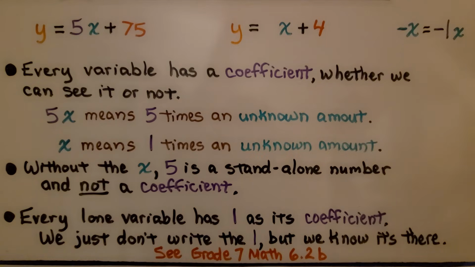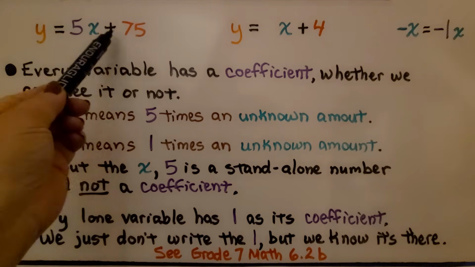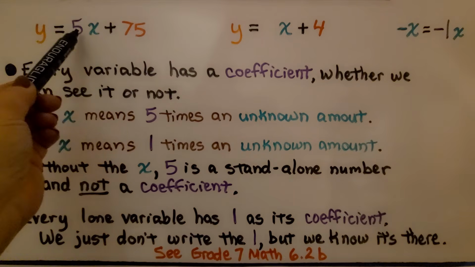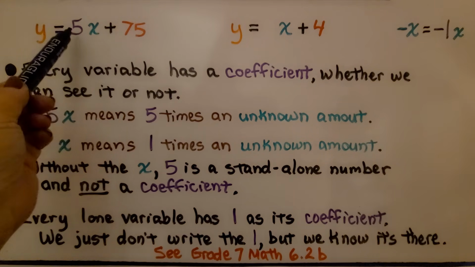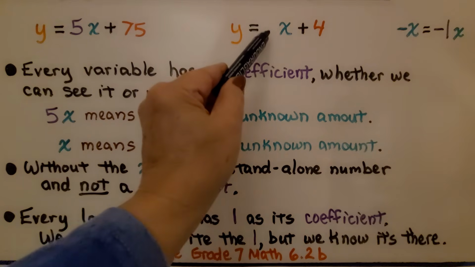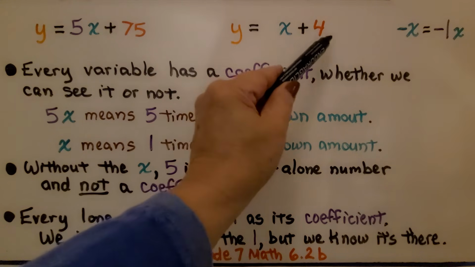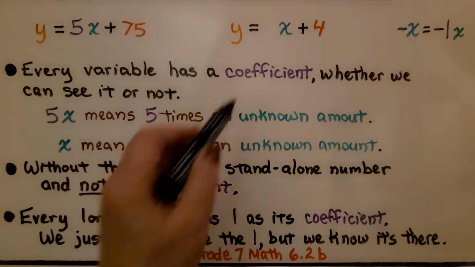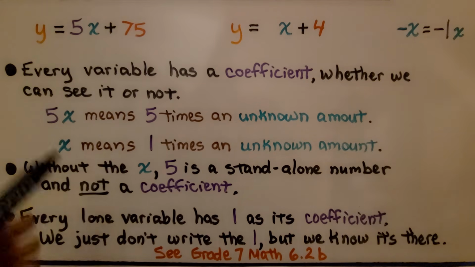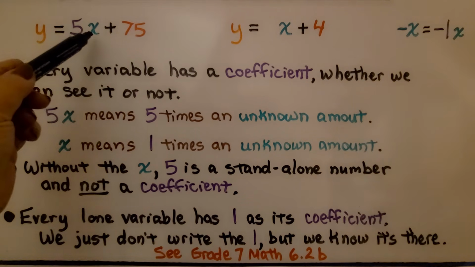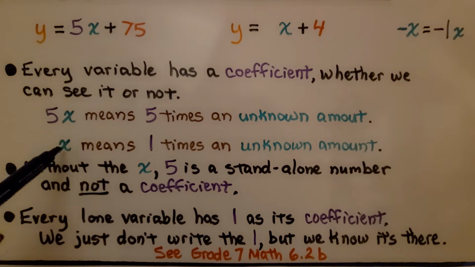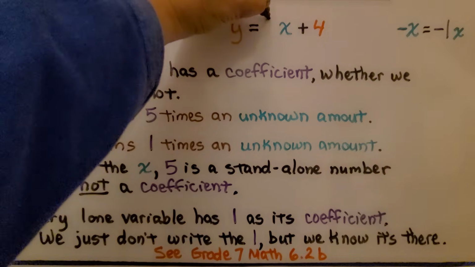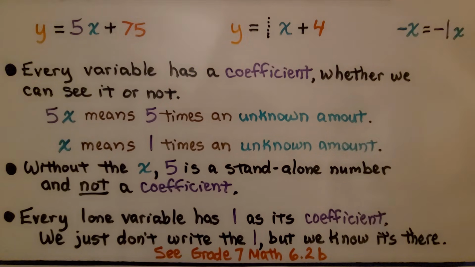Now I wanted to cover something that I covered in my old grade 7 math playlist. Here we have y is equal to 5x plus 75. We can see that this 5 is a coefficient for x. It's also m, the slope. What if there is no number there? What if we just have y is equal to x plus 4? Well, every variable has a coefficient, whether we can see it or not. 5x means 5 times an unknown number. X alone means 1 times an unknown amount. So there's actually an invisible 1 here that would be our slope.